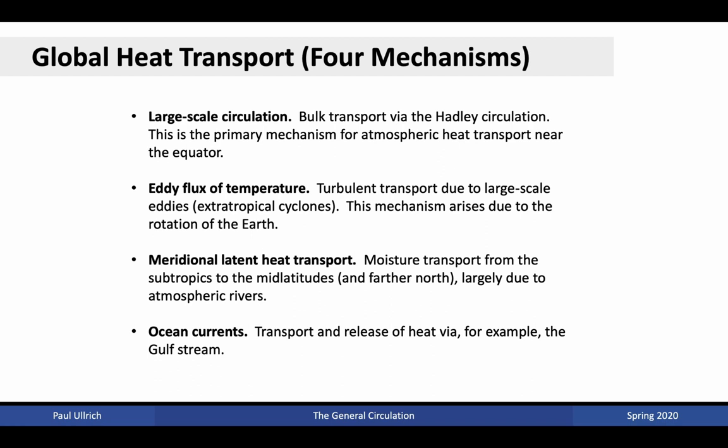Recall, latent heat is basically energy that is stored within heated moisture. Moisture, which then condenses when it reaches northern latitudes, releases that energy. The transport of this moisture from the subtropics to the mid-latitudes is then another major mechanism that enables this global heat transport. Finally, our fourth mechanism is via ocean currents. That is, the ocean itself carries heat with it as it circulates through the system.